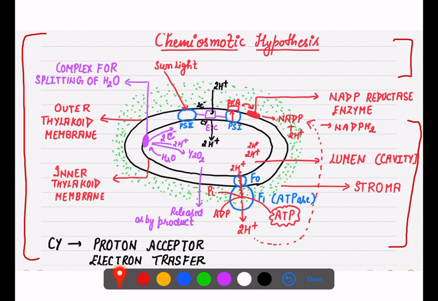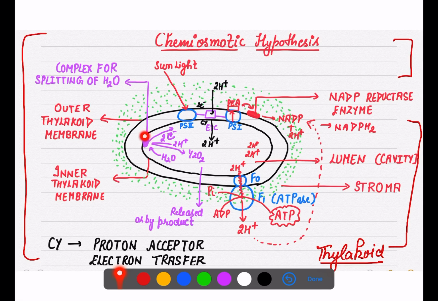Now this structure is a thylakoid. I have taken an individual thylakoid. This thylakoid has two membranes. As you can see, this is the outer thylakoid membrane, and towards the inner side there is an inner thylakoid membrane. So two membranes are clear: the outer thylakoid membrane and the inner thylakoid membrane.